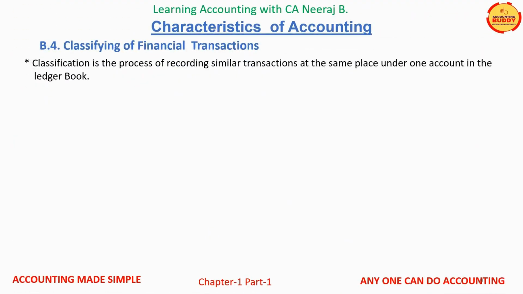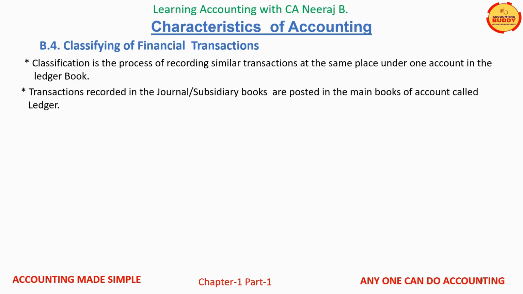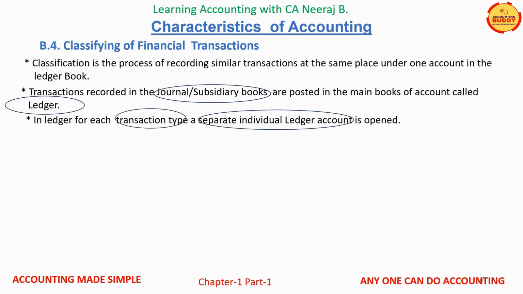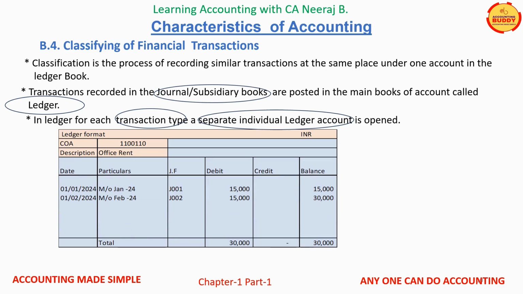For any business, the number and the type of business financial transactions for an accounting period of 12 months will be numerous. Under classification process, transactions recorded in the journal books are posted in the main books of account called the ledger. Therefore, the systematic classification of similar transactions under respective accounts in the ledger is an important process. A specimen of a ledger account is displayed on your screens.